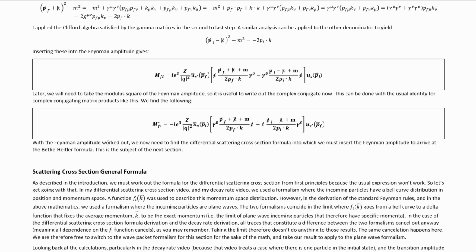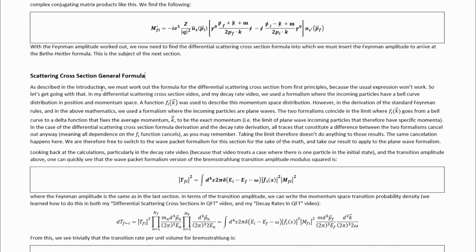With the Feynman amplitude worked out, we now need to find the differential scattering cross-section formula into which we must insert the Feynman amplitude to arrive at the Bethe-Heitler formula. This is the subject of the next section. As described in the introduction, we must work out the formula for the differential scattering cross-section from first principles because the usual expression won't work. So let's get going with that.